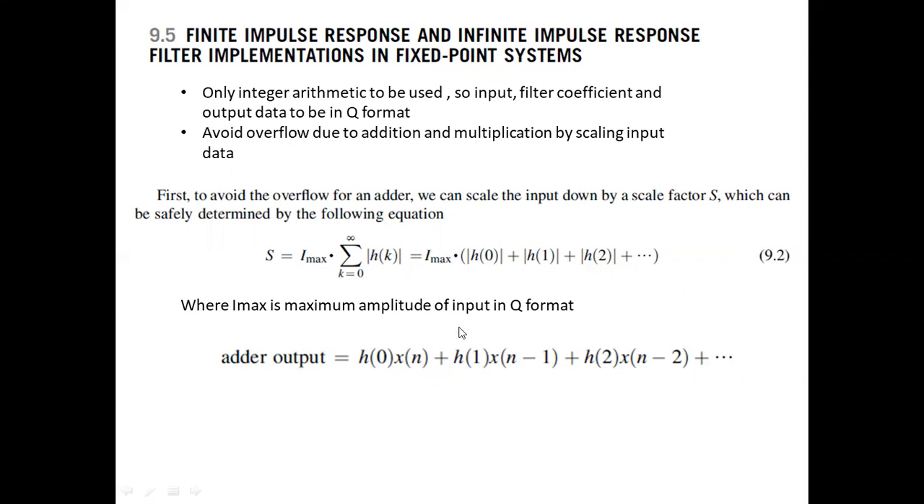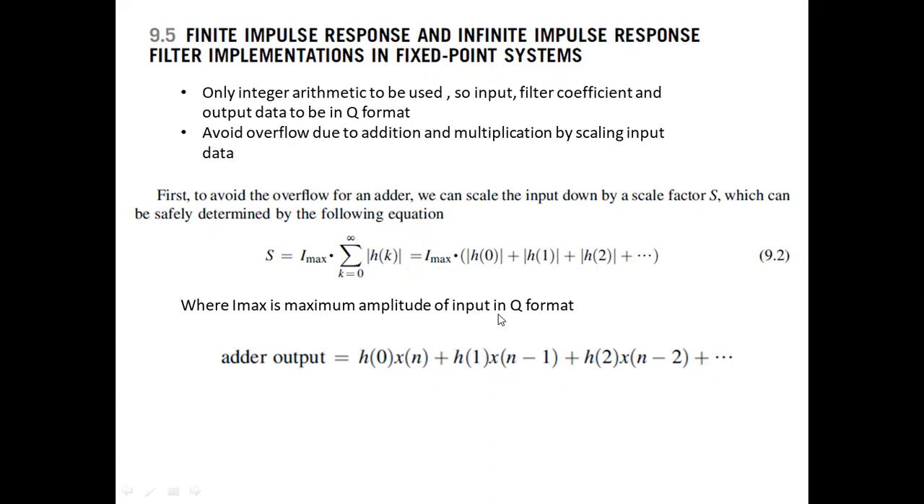To avoid overflow in an adder, we can scale the input down by a factor s, which can be safely determined by this particular equation. Here I max is the maximum amplitude of the input in Q format. Why are they talking about the maximum amplitude of the input?